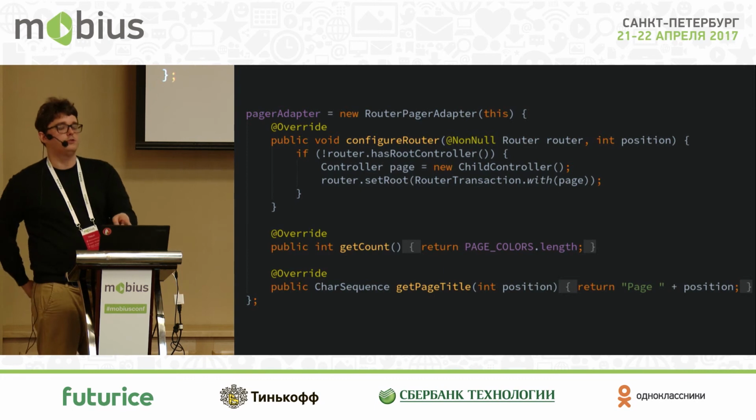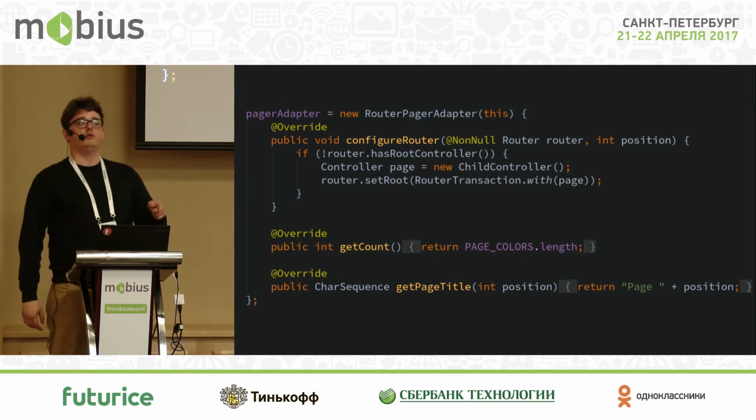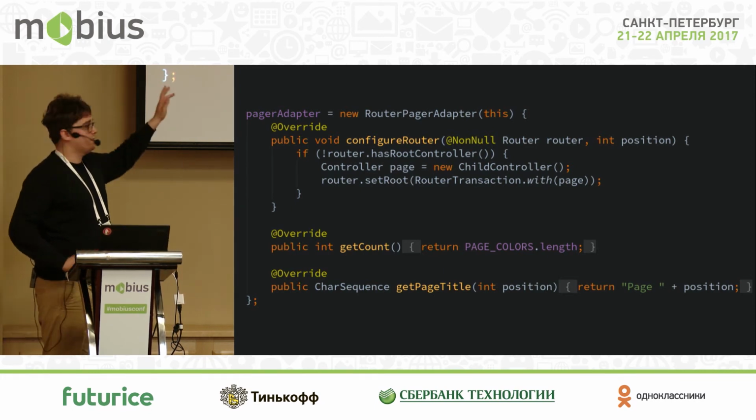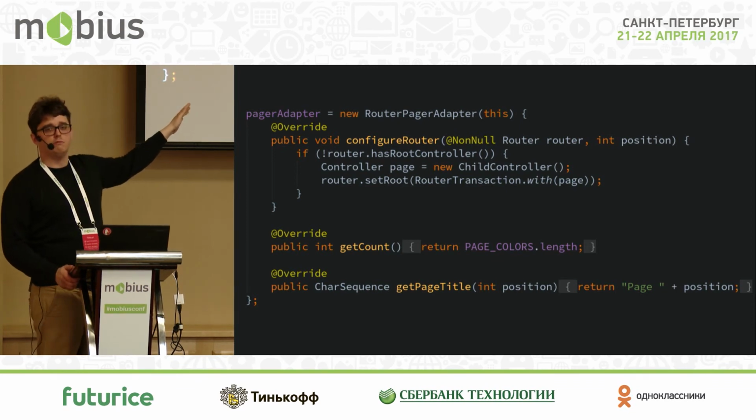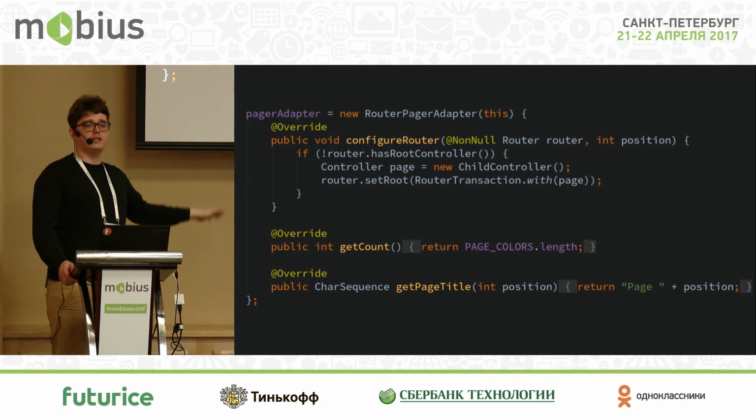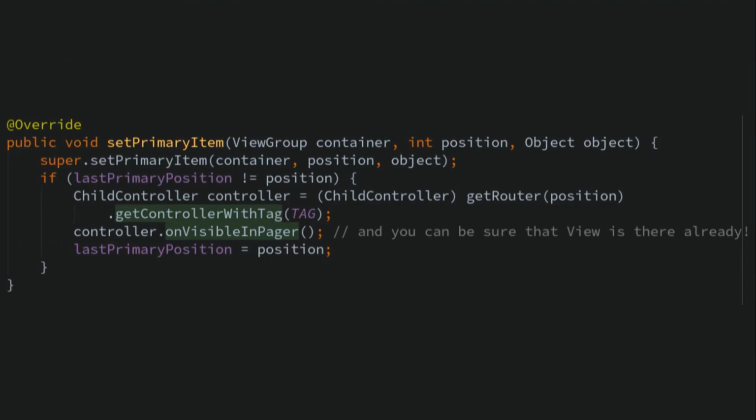So this is the router pager adapter, which is part of the Conductor framework. And this is the default implementation that you have visible in the demo application that I shared as a link on one of my slides. And there is a set primary item that you can override in your adapter. And you can create your own callback.